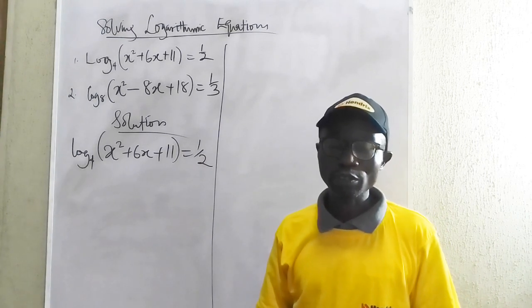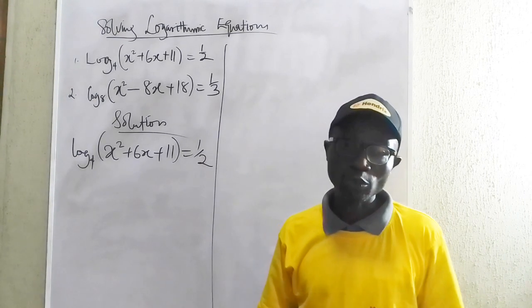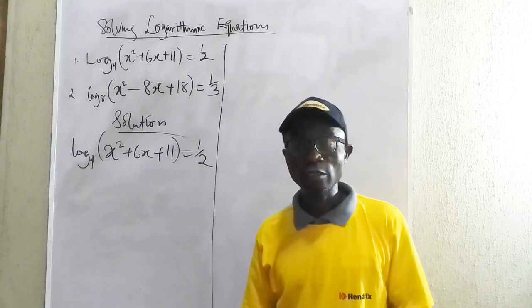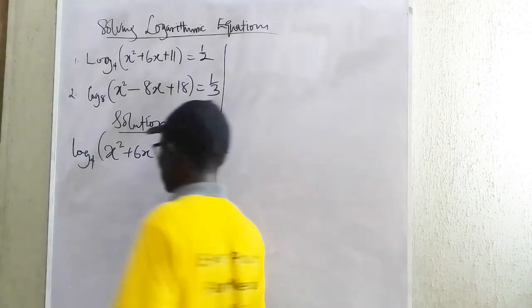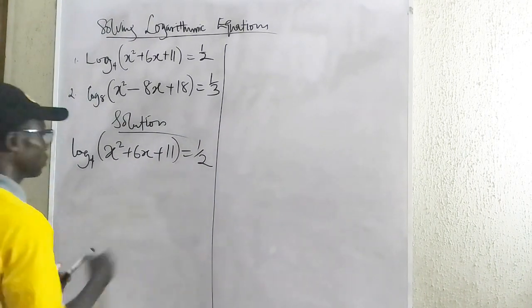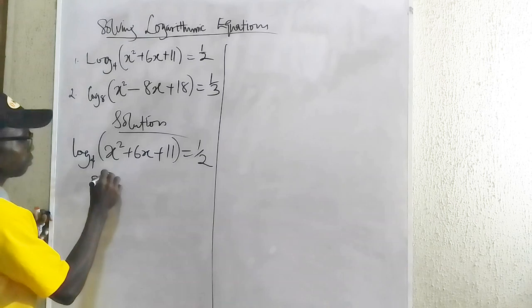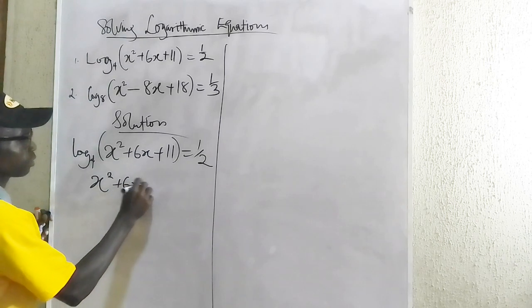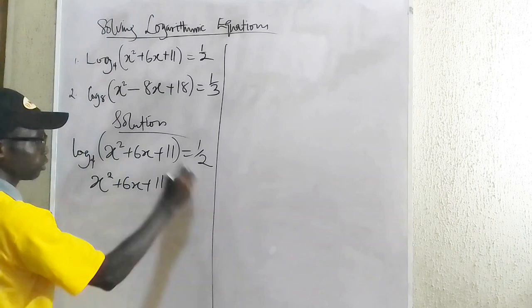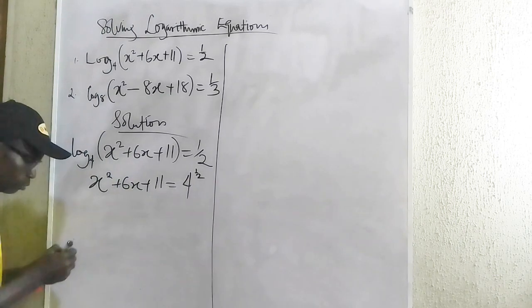The definition of logarithm is: the log of a number to a particular base is the number of times the base will be raised to give the number. So this is going to be x raised to the power of 2 plus 6x plus 11 is equal to 4 raised to the power of 1 over 2.